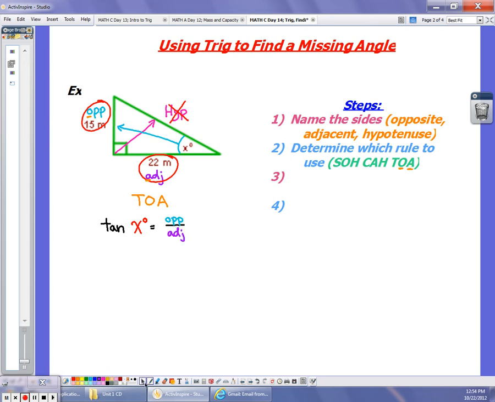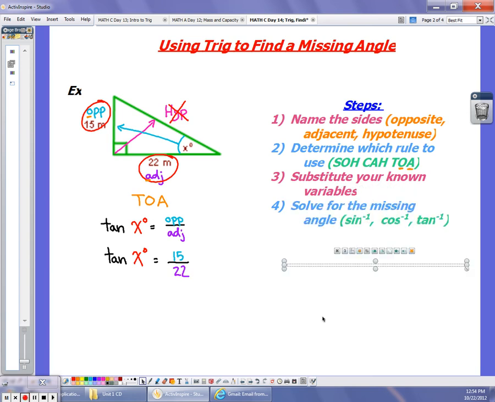Once we've determined which rule to use, we can go ahead and substitute our known variables. And we do not know what x degrees is, so we'll go ahead and leave that as x degrees. But we do know what our opposite and our adjacents are. Our opposite in this case is 15, and the adjacent is 22. Now we can go ahead and solve this, and that'll be our last step.